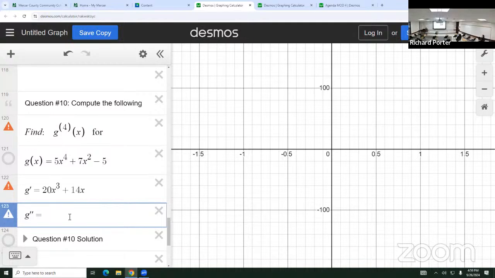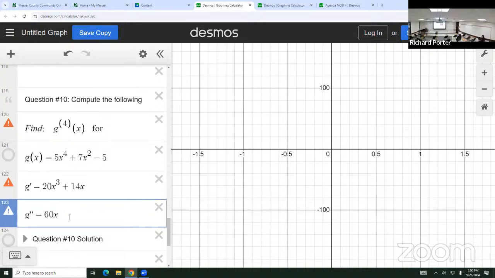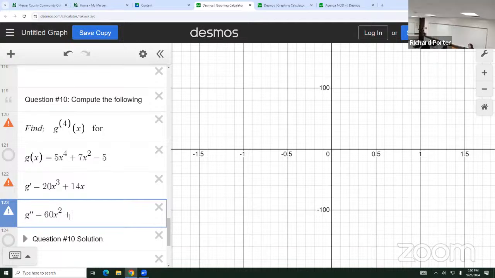Three times 20 is... x raised to... drop the power. So what's that going to be? Squared. Okay. What's the derivative of 14x? Devon can help you with that. What's the derivative of 14x? 14. 14. The x is fine.